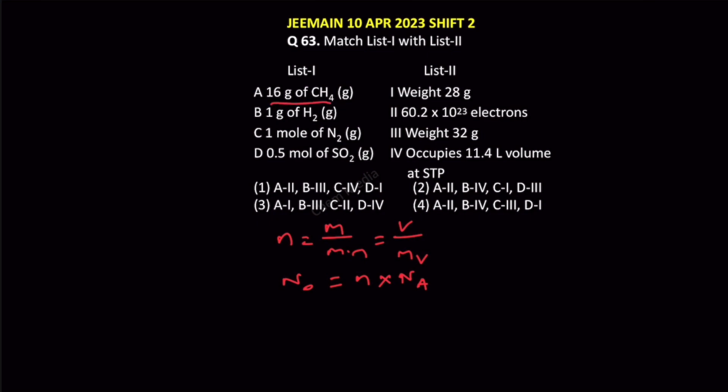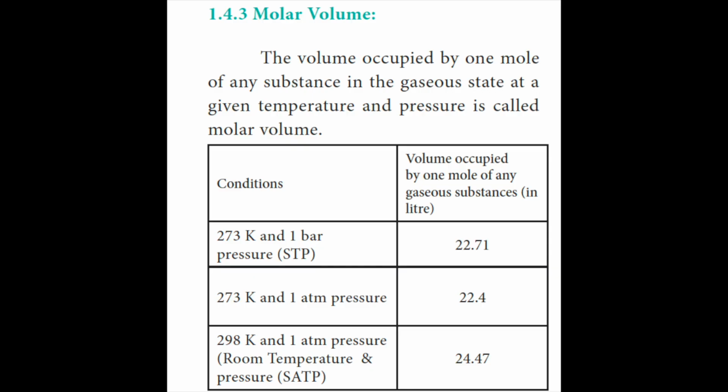16 gram of methane is given. That we cannot compare with weight. So therefore we can't compare with 1 and 3. Either it has to match with 2 or with 4. And we know that if it is 1 mole, the molar volume has to be 22.71 liter. But here half of that value is given.